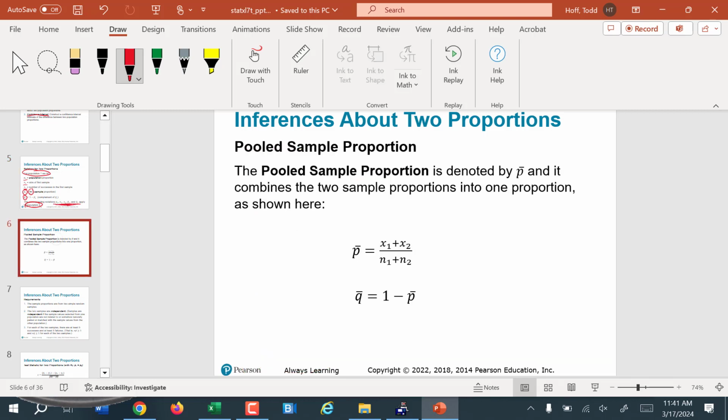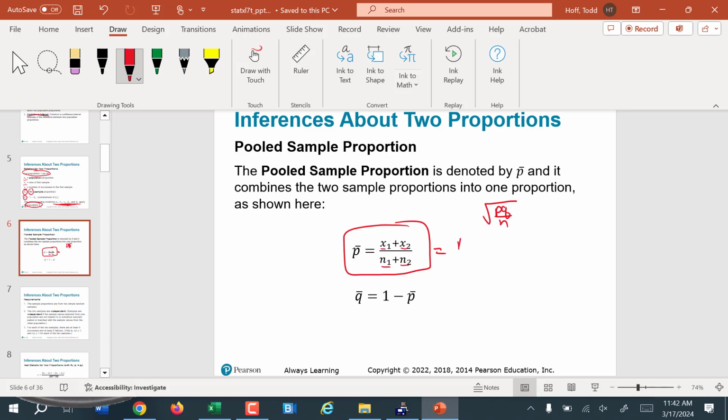When we're making inferences about two proportions, we need some way to combine the two of them when we're calculating our variance. Remember, the standard error for a proportion was the square root of P times Q over N. Well, now that we have two populations and two samples, we have to combine those proportions. And we do that using something called P bar. And P bar is just the number of successes in sample 1 plus the number of successes in sample 2 over the size of sample 1 plus the size of sample 2.